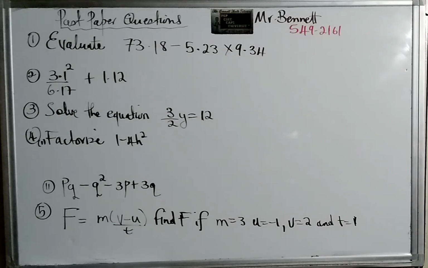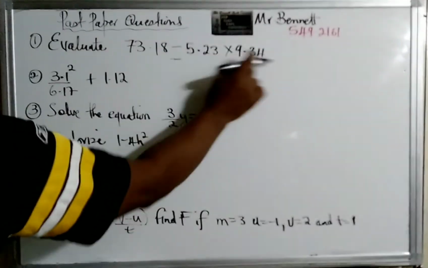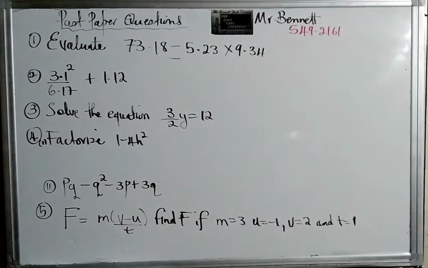So the first one says evaluate 73.18 minus 5.23 times 9.34. Now this may seem very simple. It is if you remember the BODMAS rule. So we must multiply first. Calculator is allowed because this is paper 2. So we're going to multiply 5.23 times 9.34.